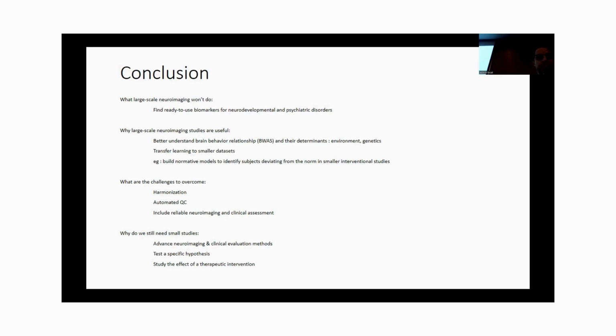I think there are still many challenges to be overcome, such as harmonization, finding a good way to do a meaningful quality assessment, and including more reliable neuroimaging and clinical assessments. I really think that we still need some small studies to test more specific hypotheses, because when you're building a large-scale neuroimaging study, it needs to be used by different types of researchers who want to ask different types of questions. And also, I think we still need small studies to, for instance, study the effects of a therapeutic intervention.